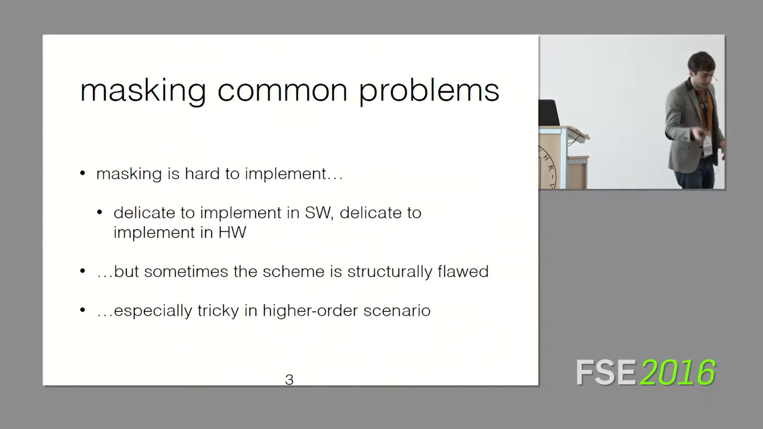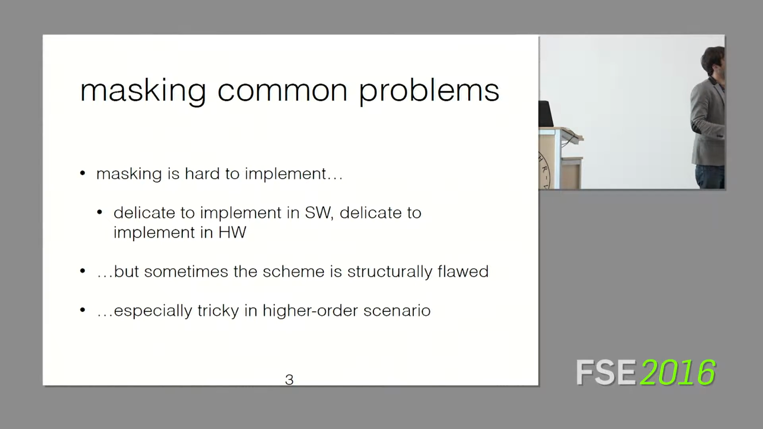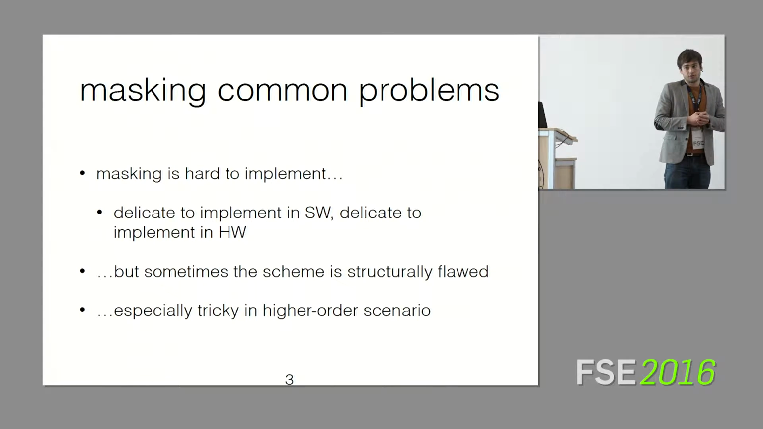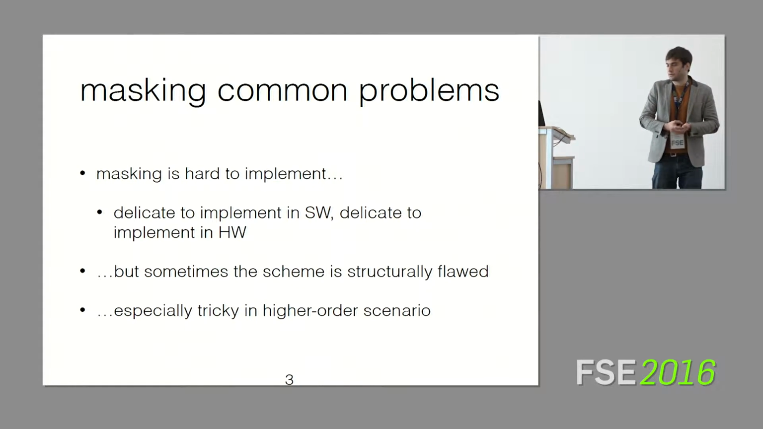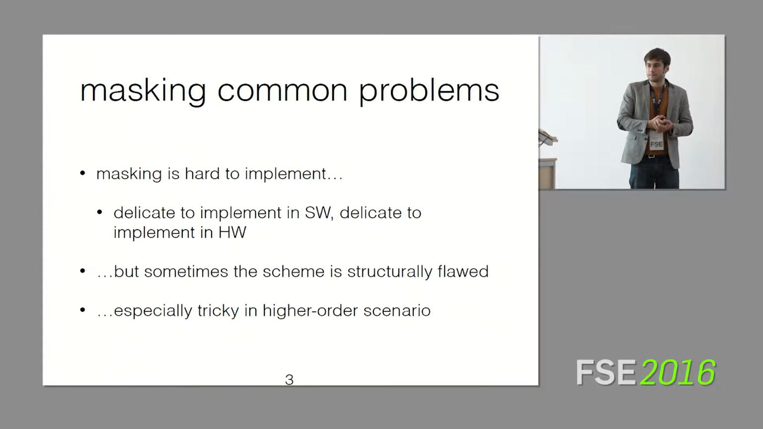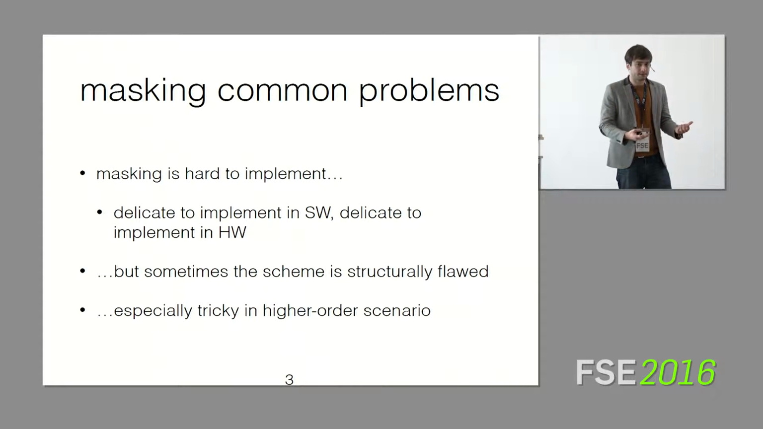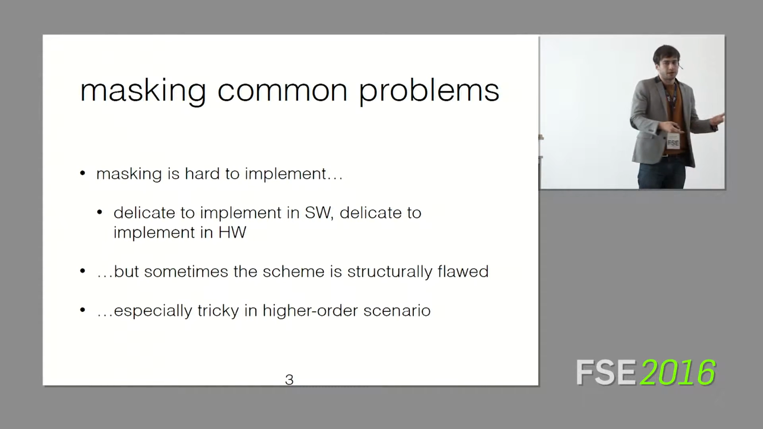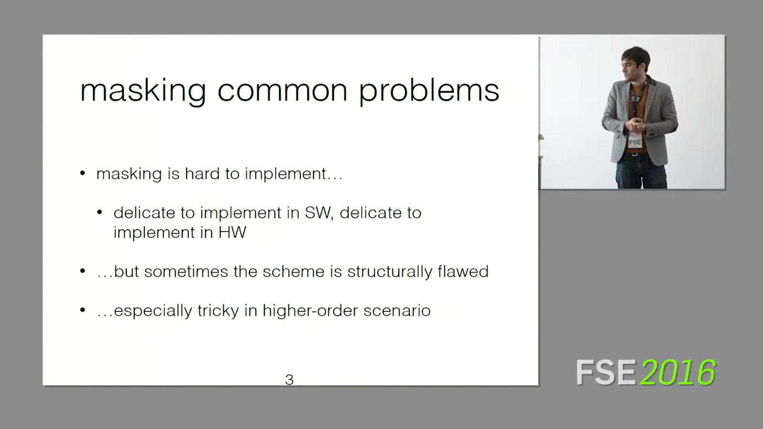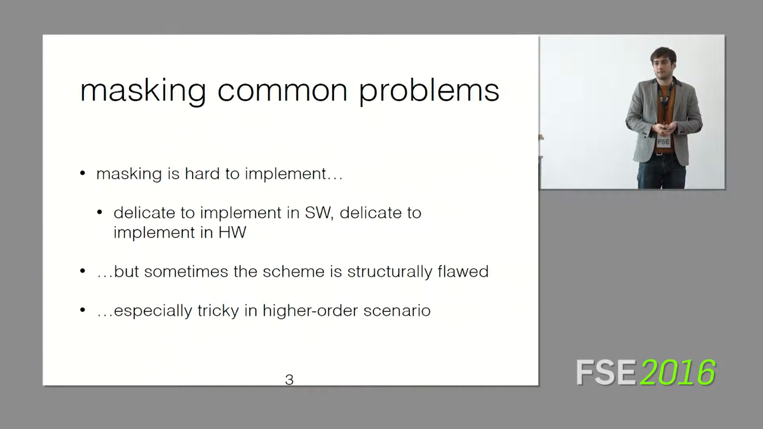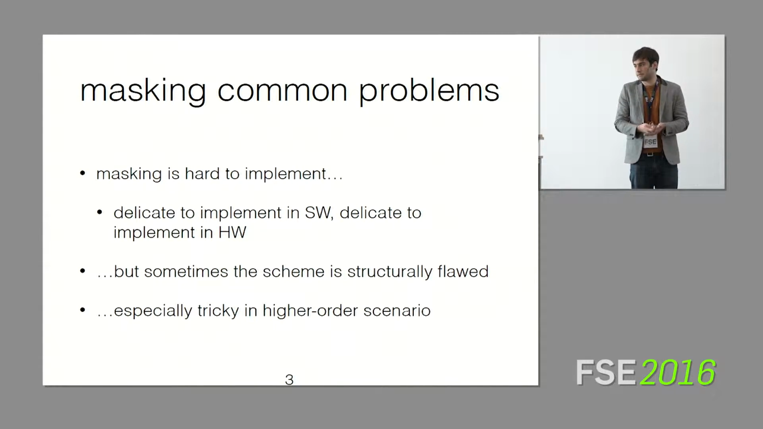We will see this later. We will elaborate on this later. Masking is normally quite hard to implement, either in software or in hardware. It's quite delicate. It's possible to implement a provably secure masking scheme in a completely insecure way. So even though the scheme is theoretically secure, it's possible to screw up in many places. But it's also possible that the masking is structurally flawed, that by the definition of the masking scheme, there are flaws that may be exploitable or not.